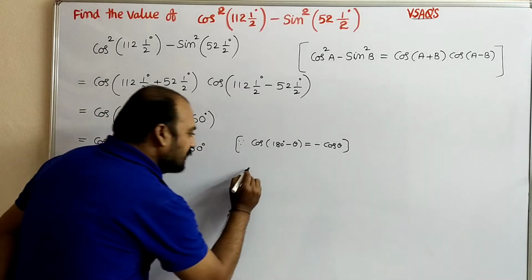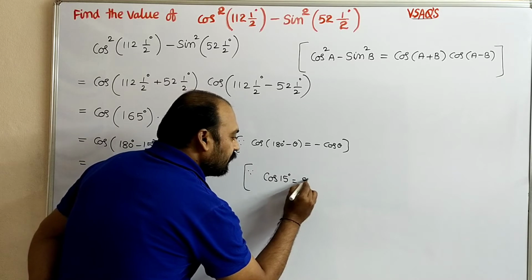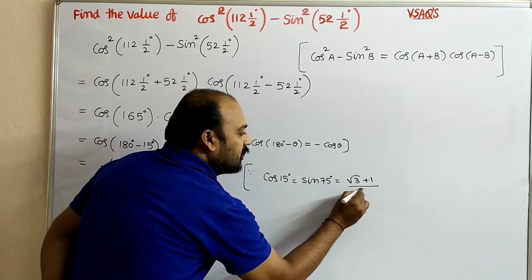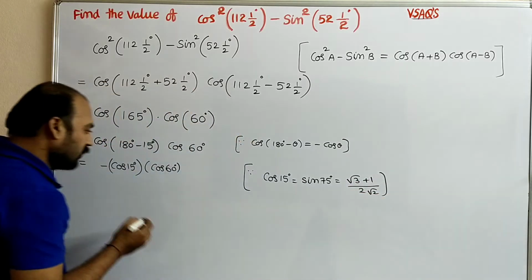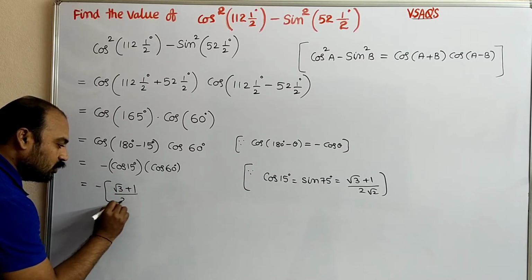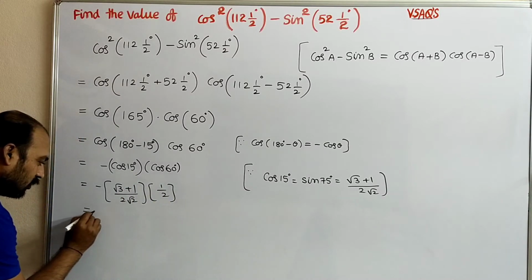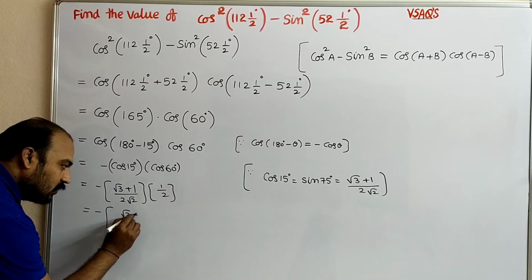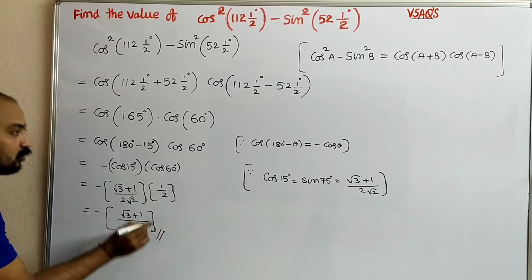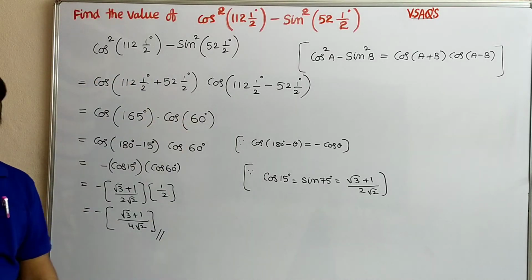Cos 15, just now we discussed, cos 15 and sin 75 both are equal to root 3 plus 1 divided by 2 root 2. So now minus root 3 plus 1 divided by 2 root 2 into cos 60, which is 1 by 2, is equal to minus root 3 plus 1 divided by 4 root 2. This is the value of the given cos square 112 and a half degrees minus sin square of 52 and a half degrees.